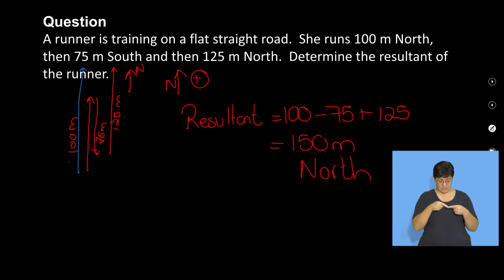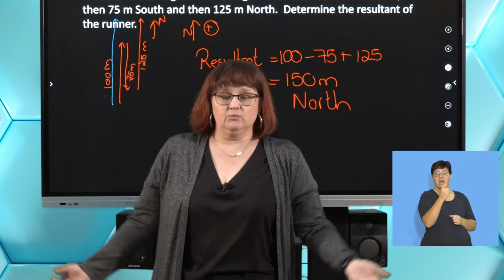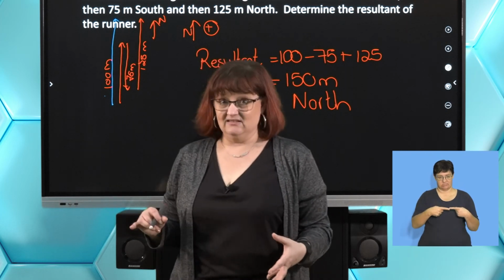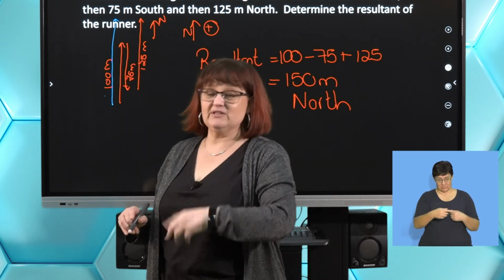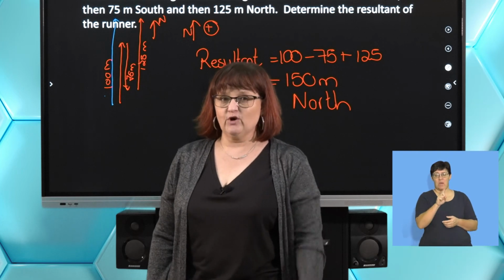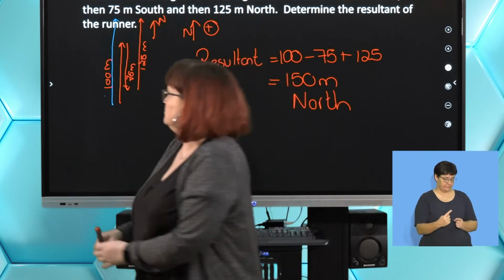north of where she started. And I'm not sure that was expected. I'm sure some of you went, that was a bit further. I'm not talking about how far she ran, it's just where she ended up compared to where she started. That's her resultant. So she could have got to the same place by just running 150 meters north, instead of going 125. But she was in training, so that's what we do.